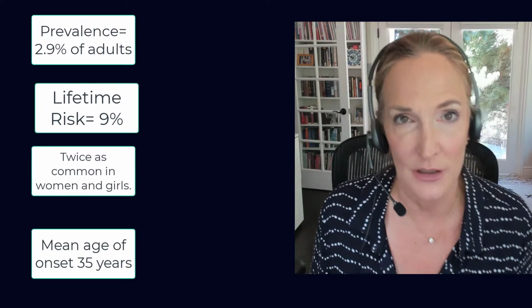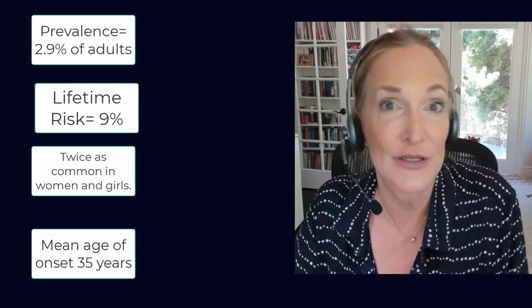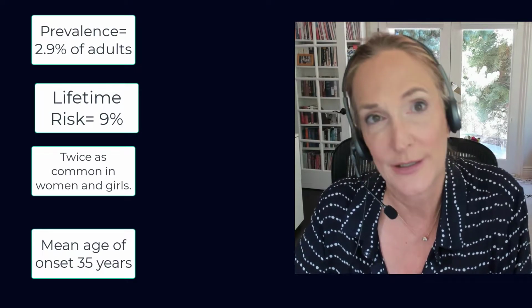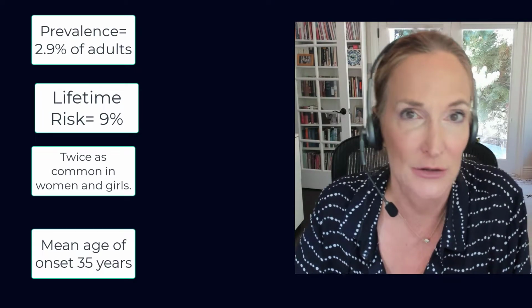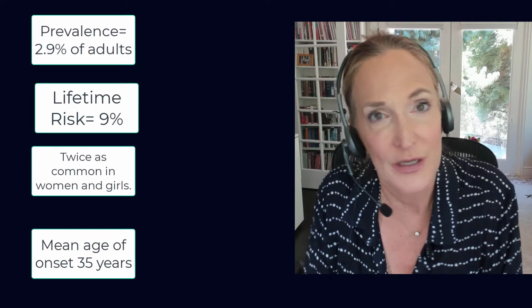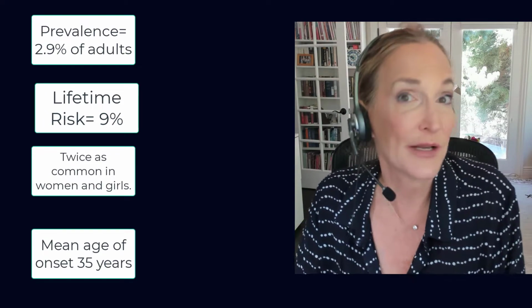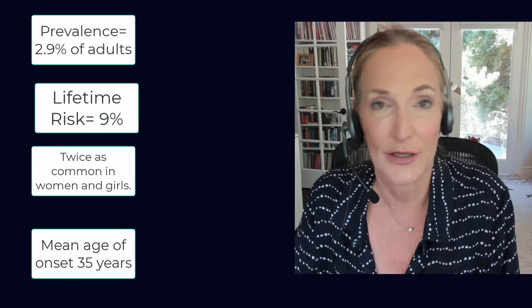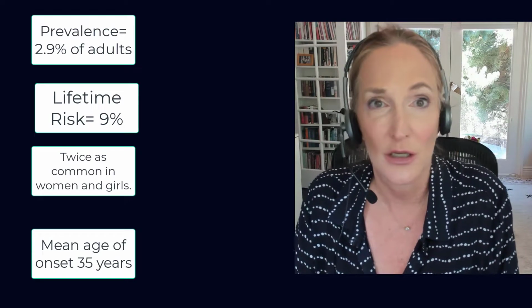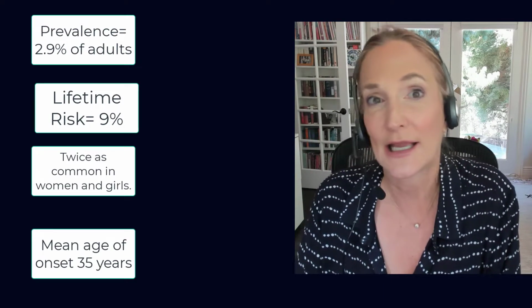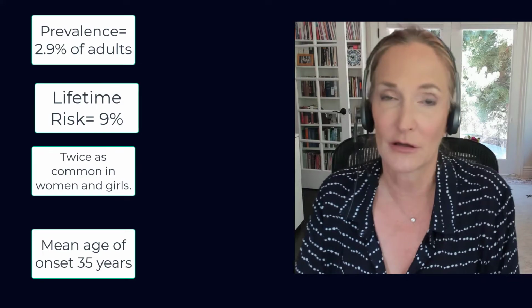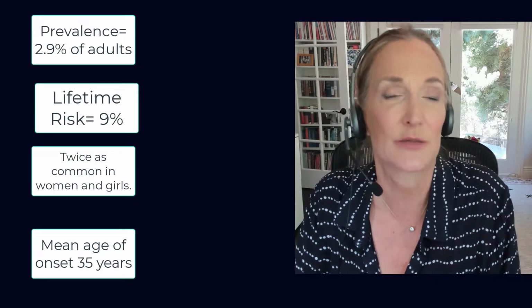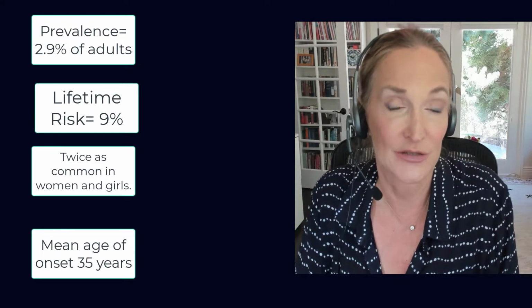The mean age of onset for generalized anxiety disorder is 35 years, which is much later than many other psychiatric illnesses. This is important because oftentimes a person may have no other psychiatric history. They don't have a history of depression or anxiety of any sort, and yet here they are in young middle age presenting with lots of symptoms that qualify for the diagnosis of GAD.